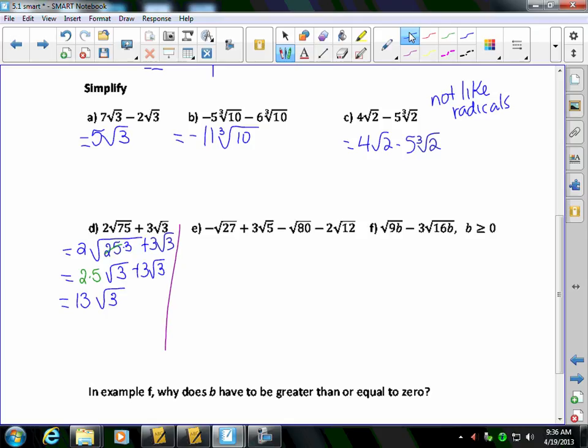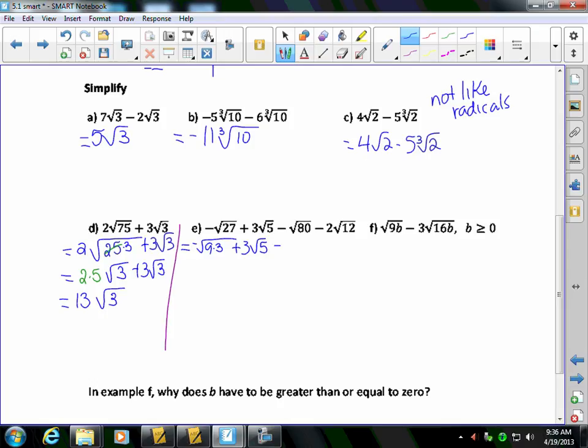Okay, next one, I have negative square root 27 plus 3 square root 5 minus square root 80 minus 2 square root 12. Nothing in there is the same, but can I change my entire radicals into mixed radicals and get some like radicals? So 27, what perfect square can multiply into 27 evenly? 9. So that leaves me with 9 times 3. Square root of 5 can't be reduced anymore, so it stays 3 square root 5.